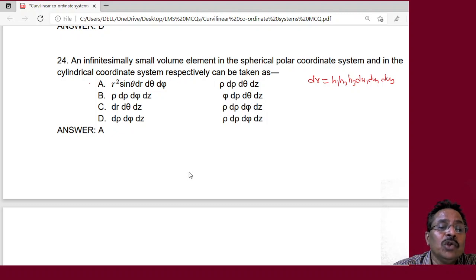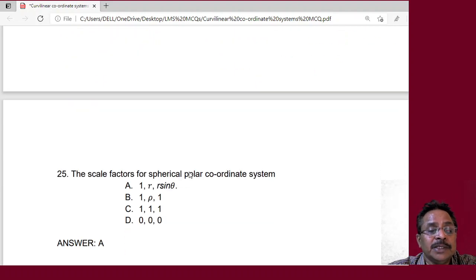This is the volume element in the spherical polar coordinate system. Similarly, 1, rho and 1, the product of h1, h2, h3 is simply rho, into d rho, d phi, dz. So this is the volume element in the cylindrical coordinate system. Out of the given four options, option A is correct. This is the volume element in the spherical polar coordinate system, this is the volume element in the cylindrical coordinate system, and all other options are not correct, so you need not worry about them. So for question number 24, A is the correct option.